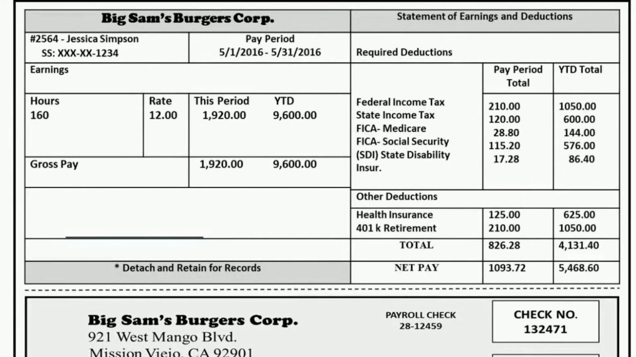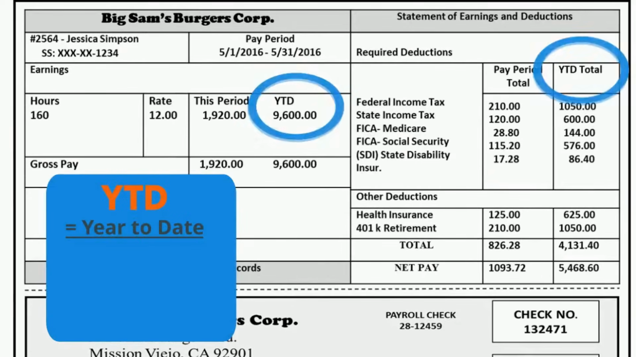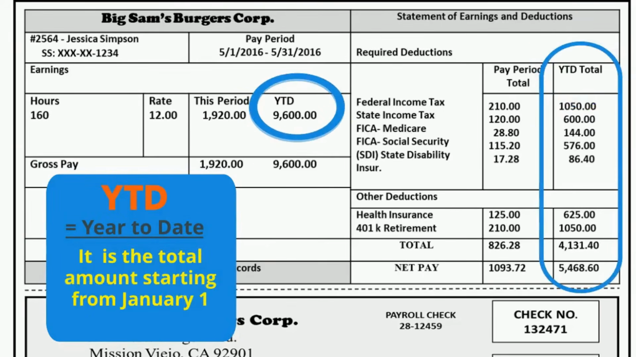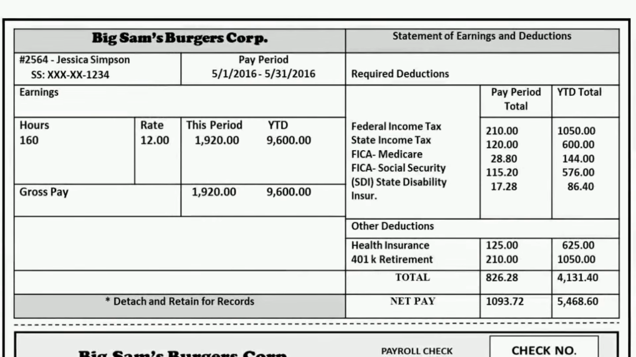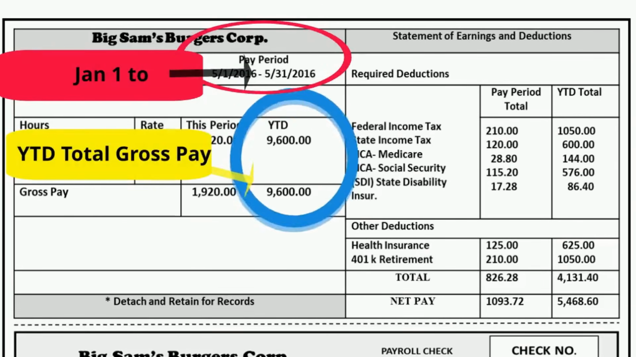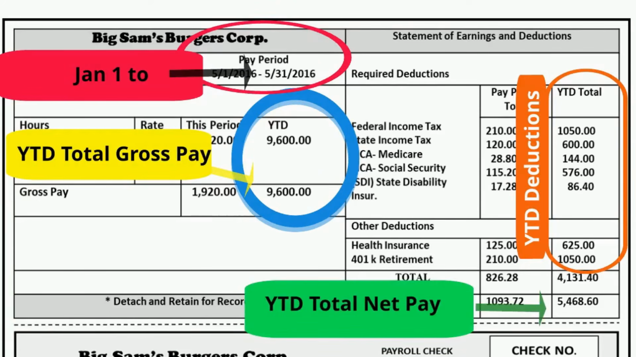There's one last thing you should be aware of on your paycheck stub. It's YTD, meaning year to date. These are totals for the different areas starting from January 1st until your last pay period. If you're interested in finding how much money you've made since January 1st, you would look at your year-to-date total gross pay located here. After all the deductions are made, you would find your year-to-date total net pay located here.